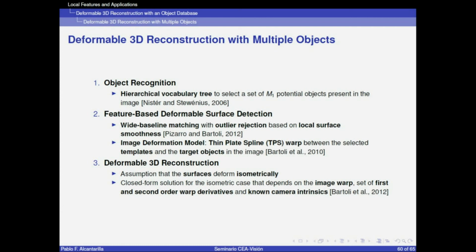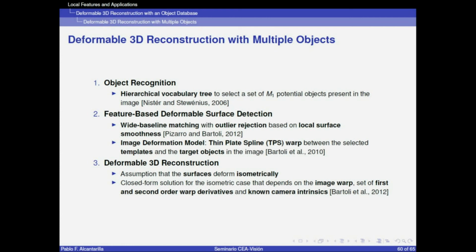This is the approach I described when I was showing the experimental results of CASE features for deformable surface image matching problems. As the image deformation model, we are going to use the thin plate spline warp between the selected templates and the target objects in order to capture the deformation properly.